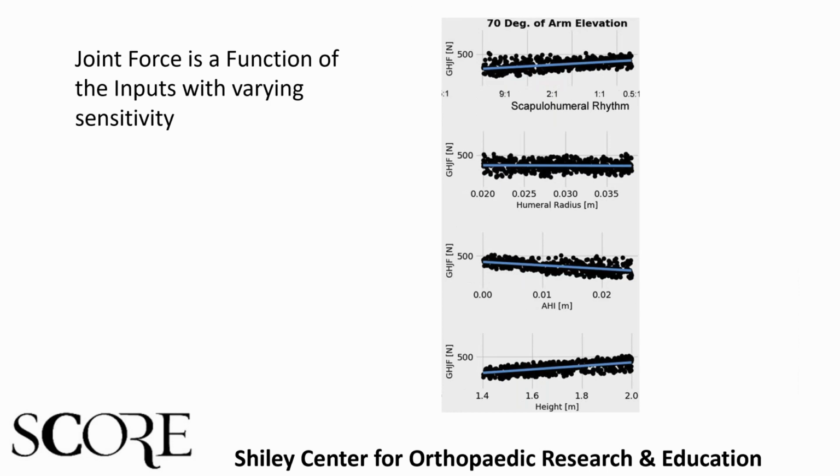So kind of to further explain this, you can see again here that joint force is a function of the inputs with varying sensitivities. So here we plotted the joint force with respect to height, and you can see that it's some linear function. And here we see that joint force is also a function of AHI with a different sensitivity, and the same for humeral head radius and for scapular motion. And this is for a single level of arm elevation.